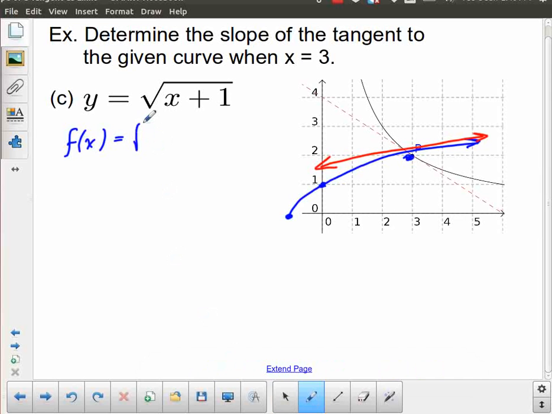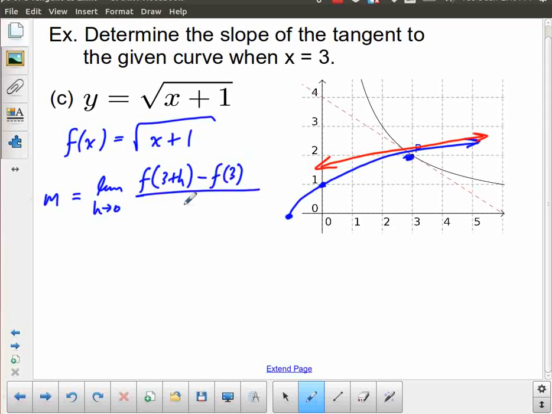Alright, so f of x is equal to the square root of x plus 1. And so the slope is equal to the limit as h approaches 0 of... I'm tempted to take out a couple of steps, but I don't think that serves any good purpose. I'm going to use the exact same opening statement that I used on the previous two.